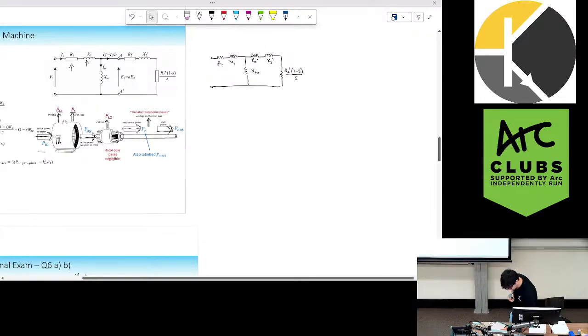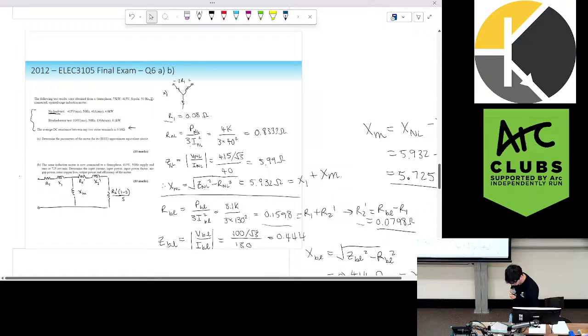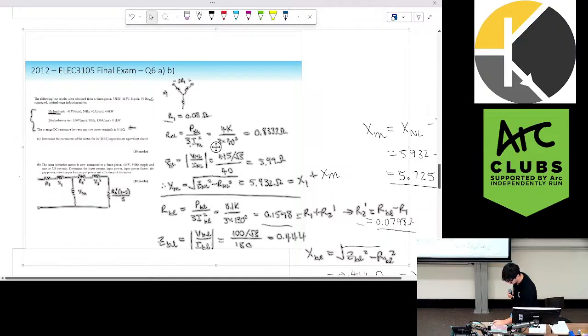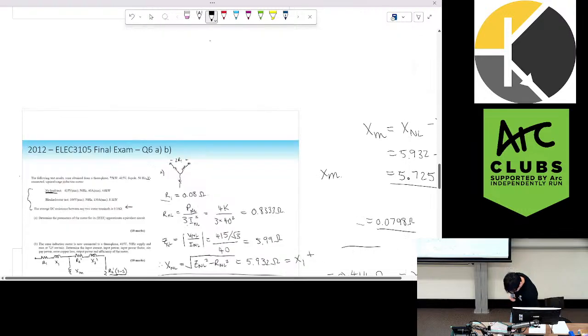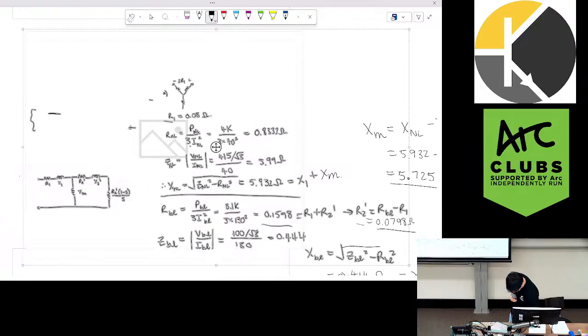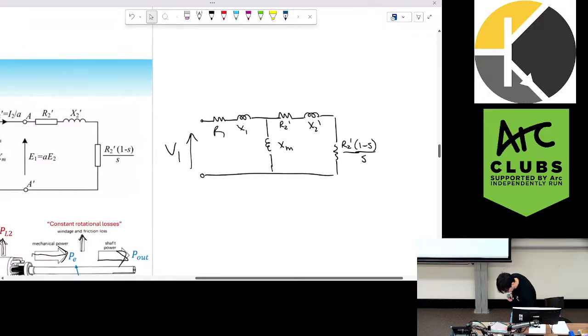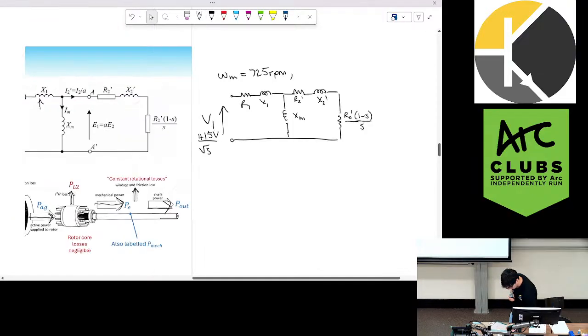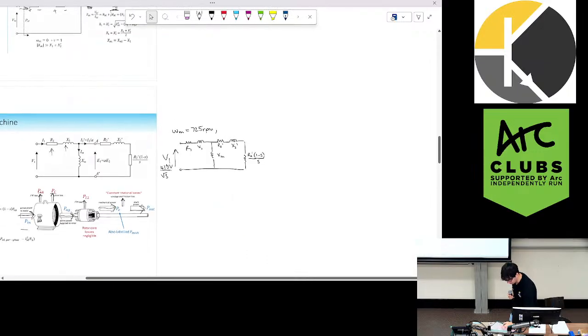Cool. So this is V1. From our question, we know V1 is 415 over root 3. And we know that our supply is 50 hertz and it runs at 725 RPM. So I'll just note that all down up here. So V1 is 415 volts over root 3. And our omega M is 725 RPM. Did I miss anything else? 50 hertz supply, but we typically assume that anyway.